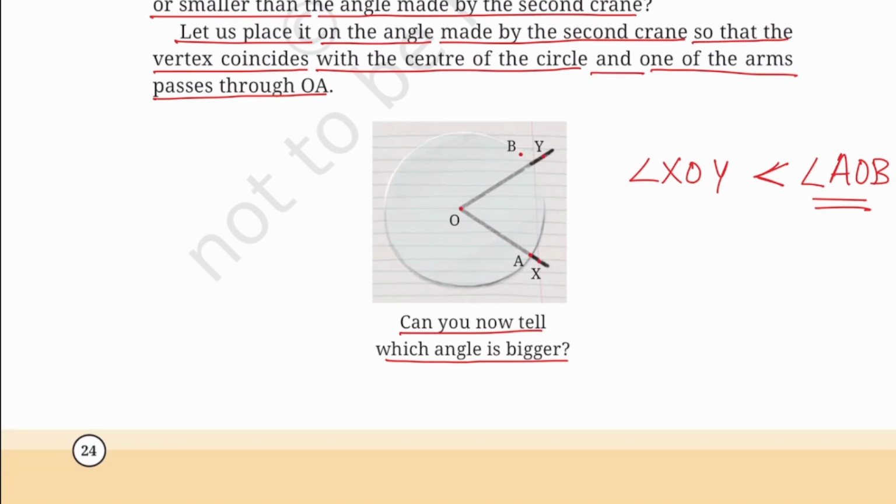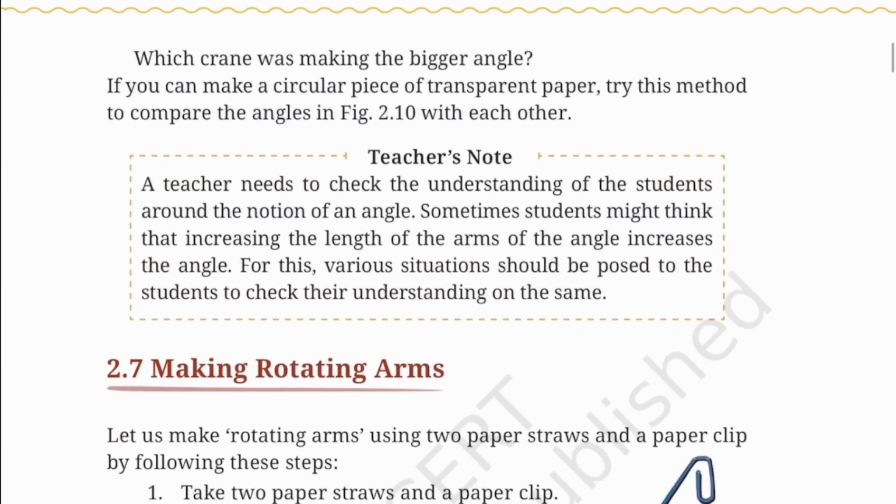Kindly observe the figure given here carefully. You can see angle AOB and angle XOY. You can observe that angle AOB is larger than angle XOY. Which crane was making the bigger angle? If you can make a circular piece of transparent paper, try this method to compare the angles in figure 2.10 with each other.